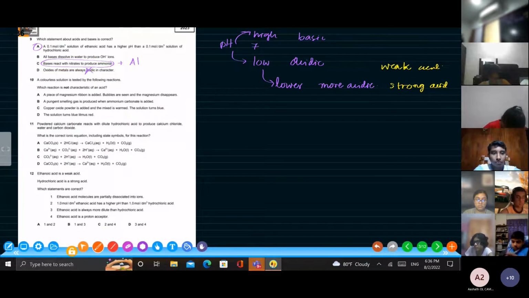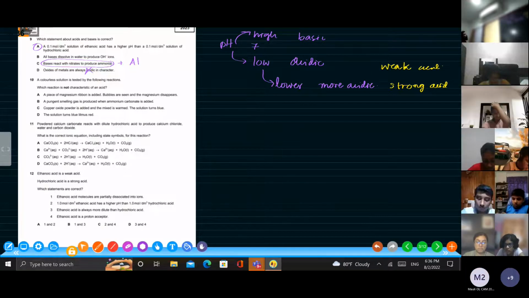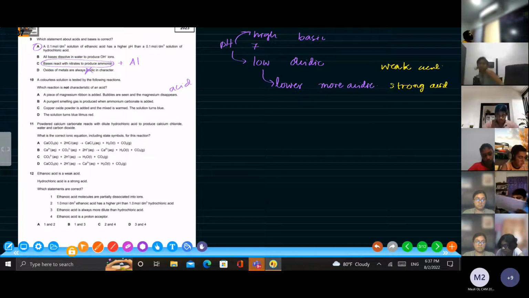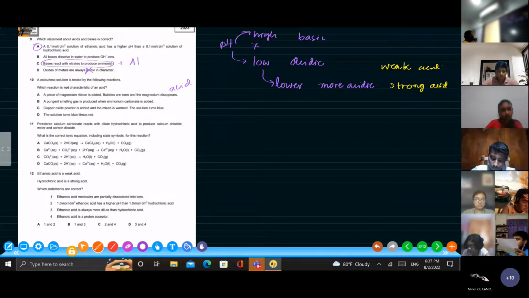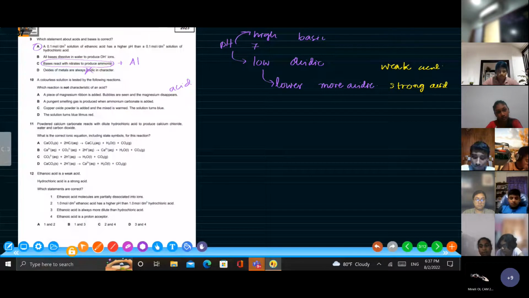Okay, question number 10. A colorless solution is tested by the following reactions. Which reaction is not characteristic of an acid? A piece of magnesium ribbon is added and bubbles are seen. That's an acid because metals react with acids. A pungent smelling gas is produced when ammonium carbonate is added. That's a tricky question. Ammonium carbonate is there, and you are going to add an acid here.